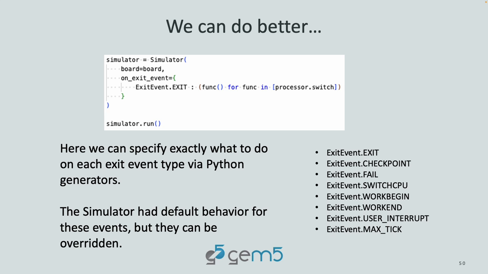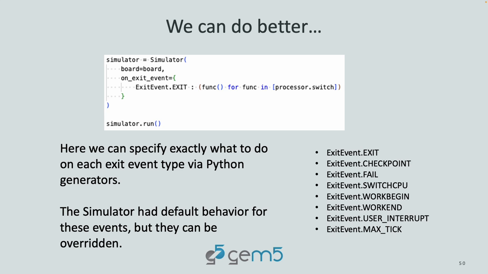Another one is fail, which means some failure in the system, normally a kernel panic or something. If you don't handle this exit event, handling meaning do something here, it will just exit the system. We do have a switch CPU exit event, which, if we really wanted to specialize this disk image, we would use to signal here. So we'd say, on switch CPU exit event, switch processor. But this disk image is very naive. Then there's max tick. In our first ever simulation, we set the max tick. That's an exit event, max tick. So you could handle this exit event and jump back in if you wanted to.